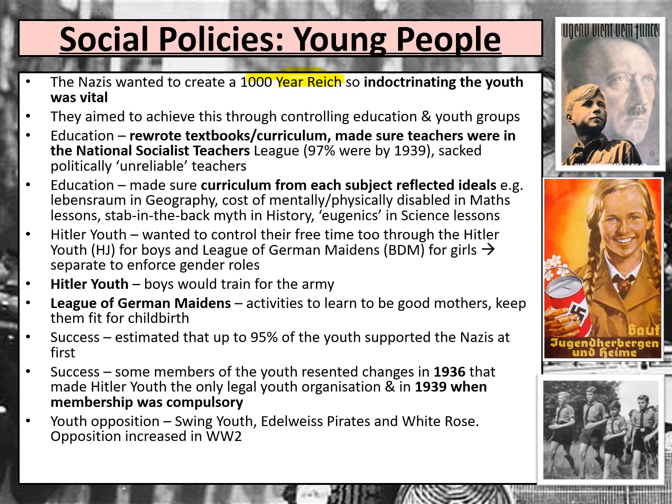And they try and push this through in two different areas. First of all, they make sure that schools and the education system is teaching Nazi ideals. And second of all, they controlled young people in their time outside of school through the Hitler Youth and the League of German Maidens. So let's think first of all about education and how they controlled what was going on there. Well, they wanted to drastically change the curriculum, and they rewrote textbooks as well to make sure that they only taught Nazi ideals. Teachers were also controlled because they were expected to be part of the National Socialist Teachers League. If they refused to join, or if they were somebody that wasn't politically reliable, they would be fired.